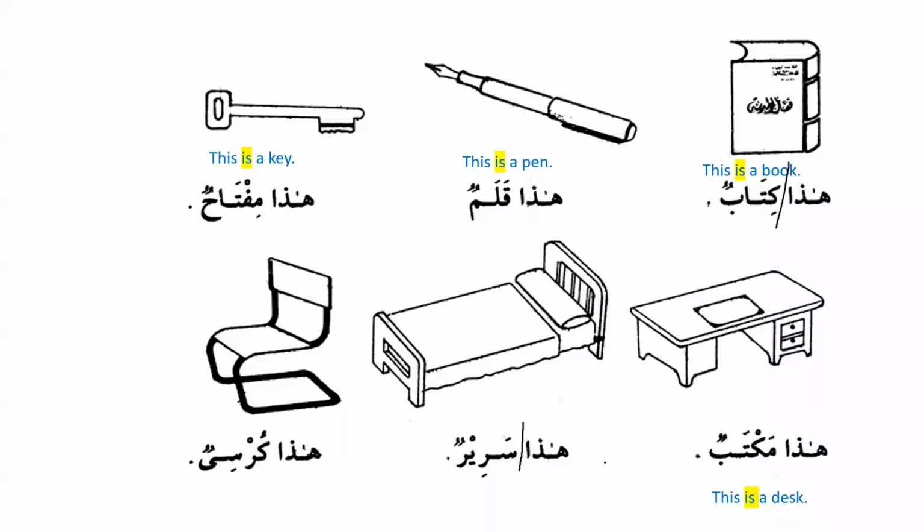Desk and table can mean the same, but for table, in Arabic they use tawilatun. Tawilatun is used for the table, and maktabun is used for the desk. Then we have hada sarirun. This is a bed, and hada kursiyun. This is a chair. However, I would like you to notice the ending over here. All of them have the same ending. That is very, very important.